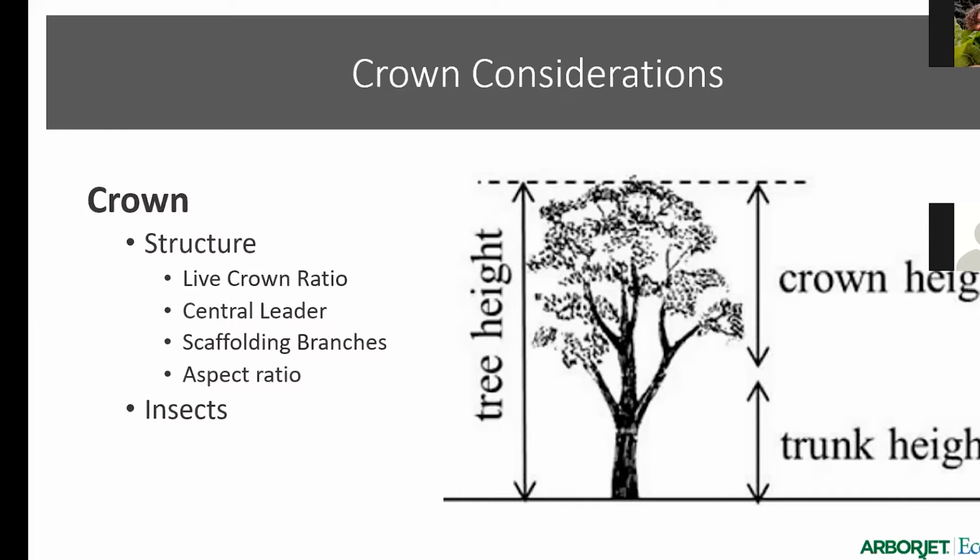Scaffolding branches, these are going to be all of our limbs around the tree. We don't want them all on one side or all of them too close together in tight rings. We want them evenly dispersed. And again, we're looking at that aspect ratio. We don't want any limbs that are more than half the size of the trunk at the point of attachment. Those things are harder to correct with our structural pruning.